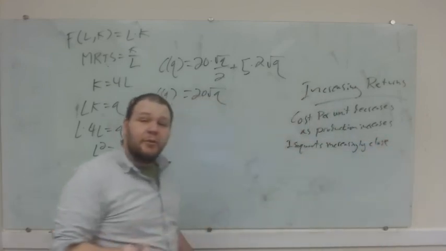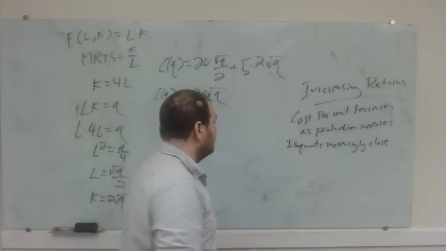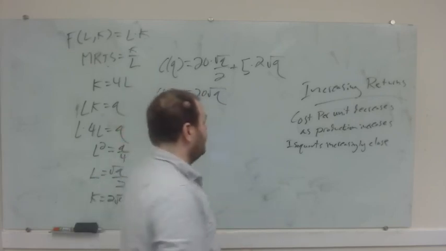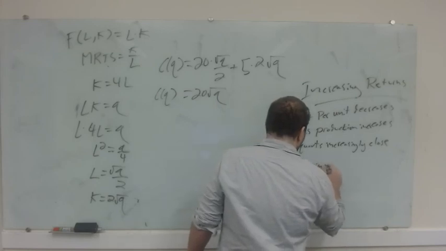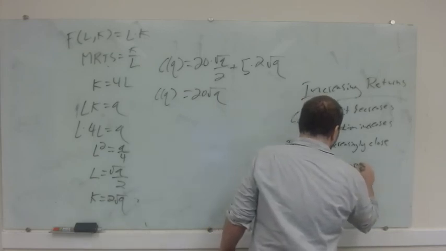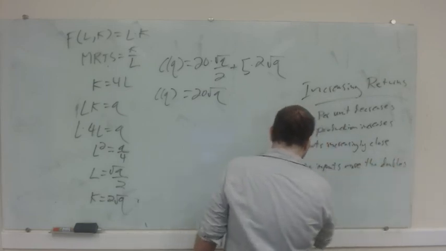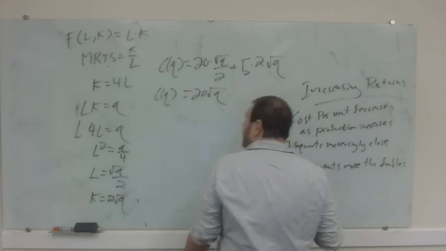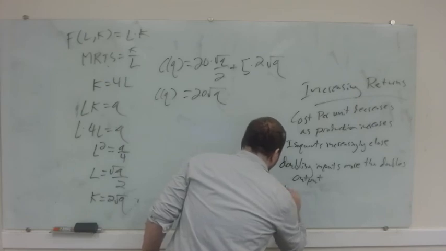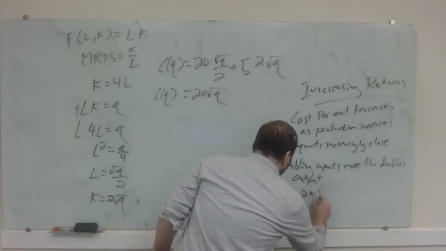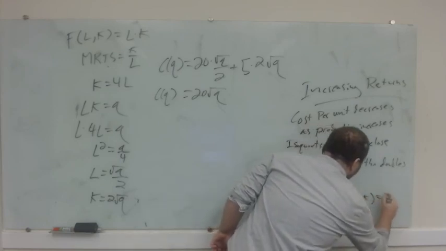We can find increasing returns to scale by seeing whether doubling inputs less than doubles or more than doubles output. So for example, with L times K, f of 2L and 2K would equal 2L times 2K, which equals 4 times LK.